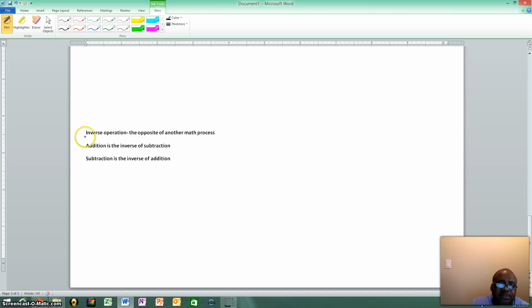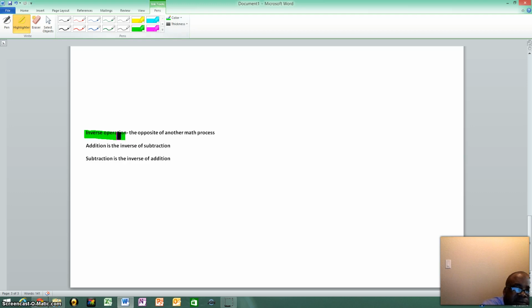And then the last of this is an inverse operation, which is the opposite of another math process. You know, one process will undo the next. Like addition is the inverse of subtraction, and subtraction is the inverse of addition. So it's pretty much the opposite of something else. If you want to undo addition, you subtract something away. And if you want to undo subtraction, you add things together.